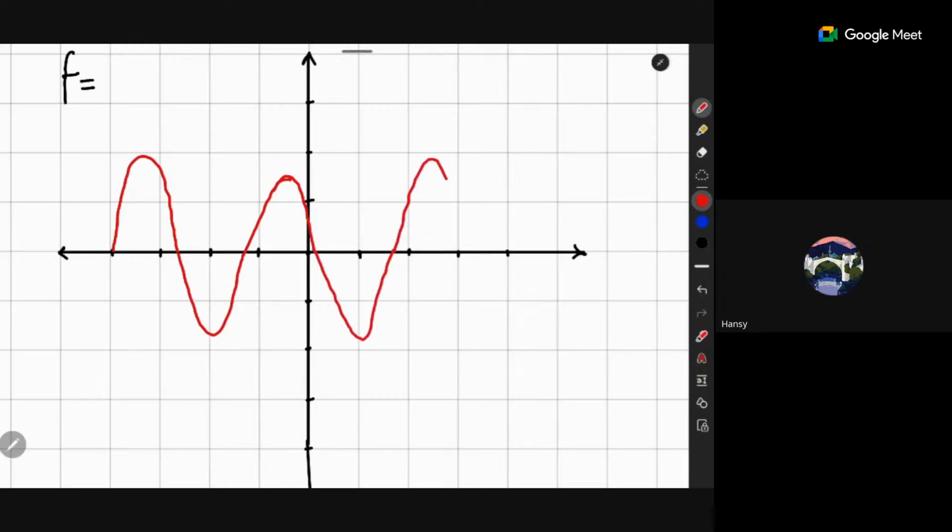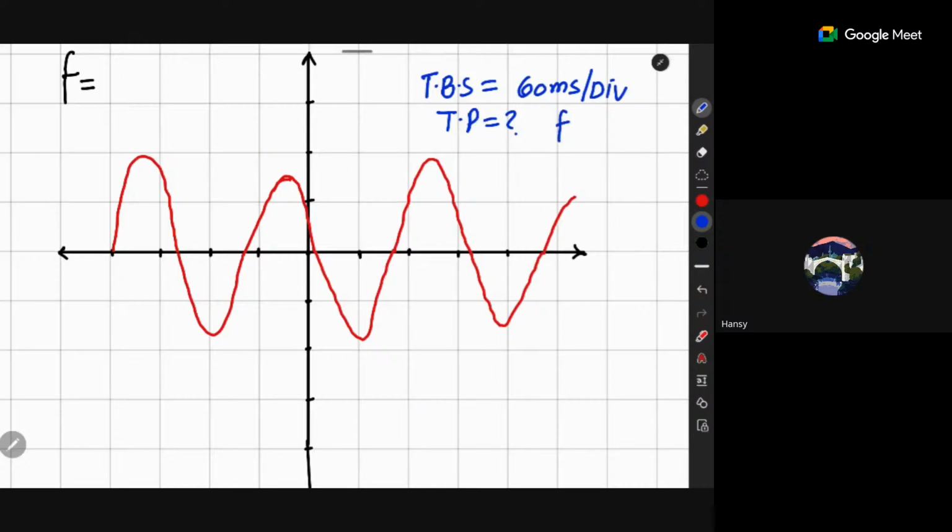This is not a symmetric wave. Okay, meaning this wave has different positions. Let's say these are the positions of this wave. Now, for time based setting is equal to 60 milliseconds per division. Calculate time period and calculate frequency.